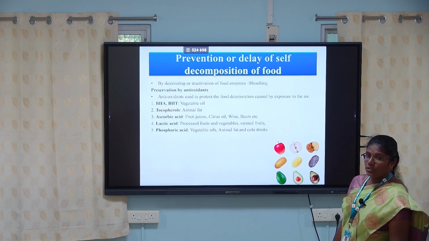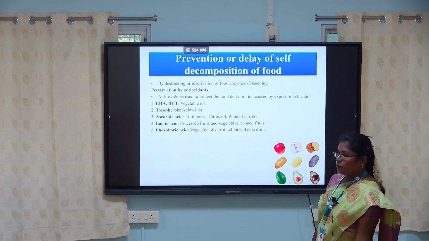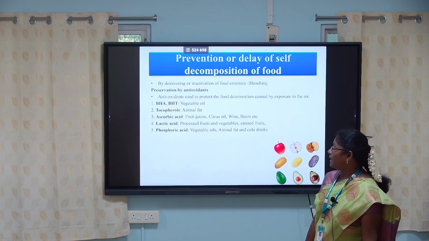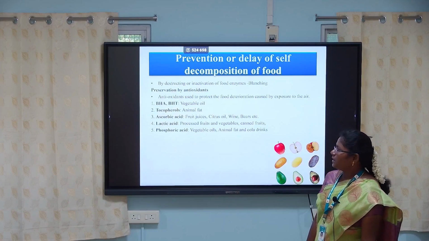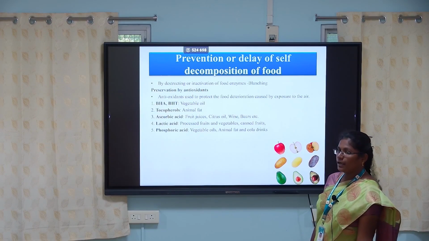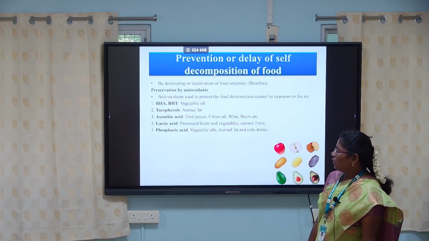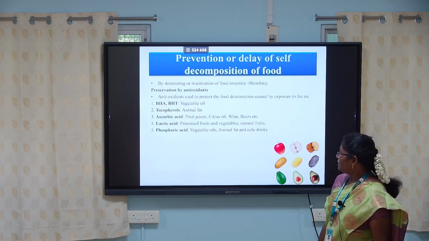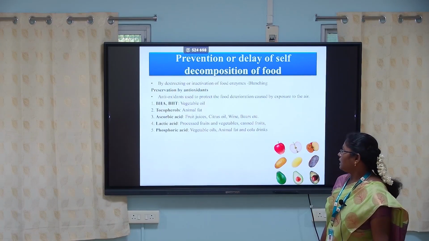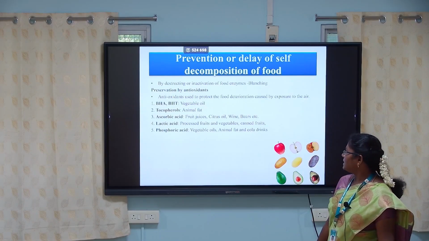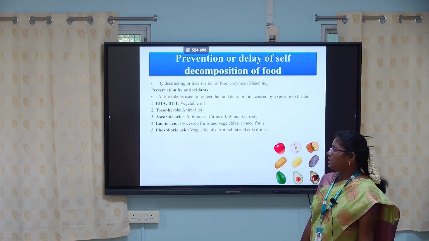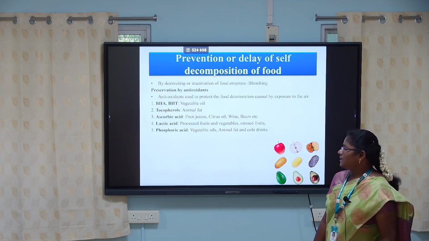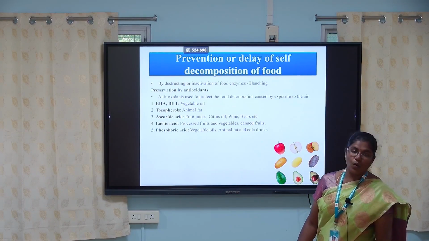So preservation by antioxidants is also done. Antioxidants are used to protect against food deterioration caused by exposure to air. Some antioxidants like BHA and BHT, that is butylated hydroxyanisole and butylated hydroxytoluene, are used in vegetable oil. Tocopherol, vitamin E, is used in animal fat. Ascorbic acid, vitamin C, is used in fruit juices, citrus oil, wine and beers. Lactic acid is also used in processed food, vegetables and canned fruits. Phosphoric acid is used in vegetable oils, animal fats and cola drinks.